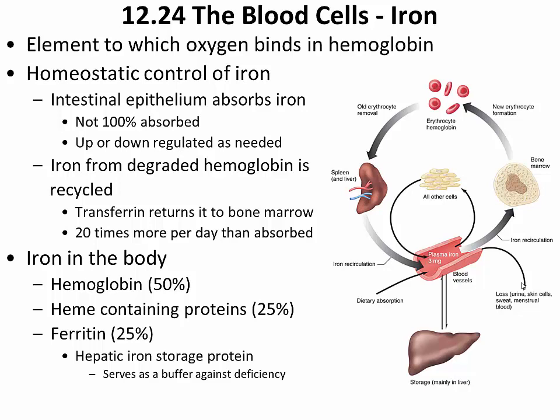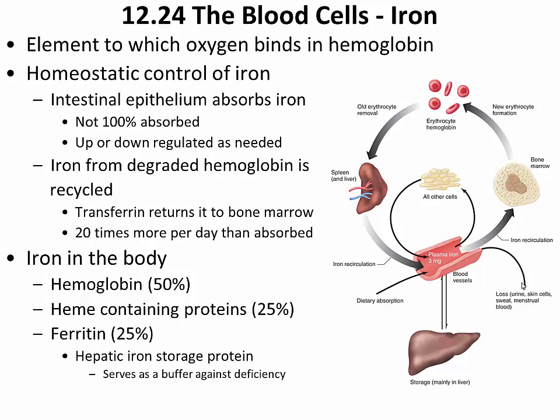Iron is the element to which oxygen binds in hemoglobin, and so you're aware of the fact that each hemoglobin molecule contains 4 iron atoms. Homeostatic control of iron in the body is absolutely essential for normal hemoglobin production and therefore normal oxygen distribution in the body. Iron is controlled in the body in the following manner.